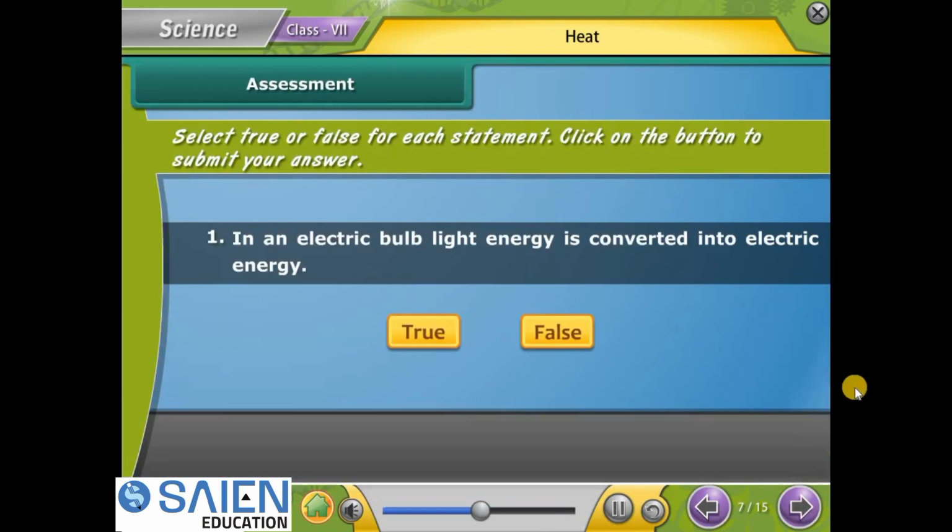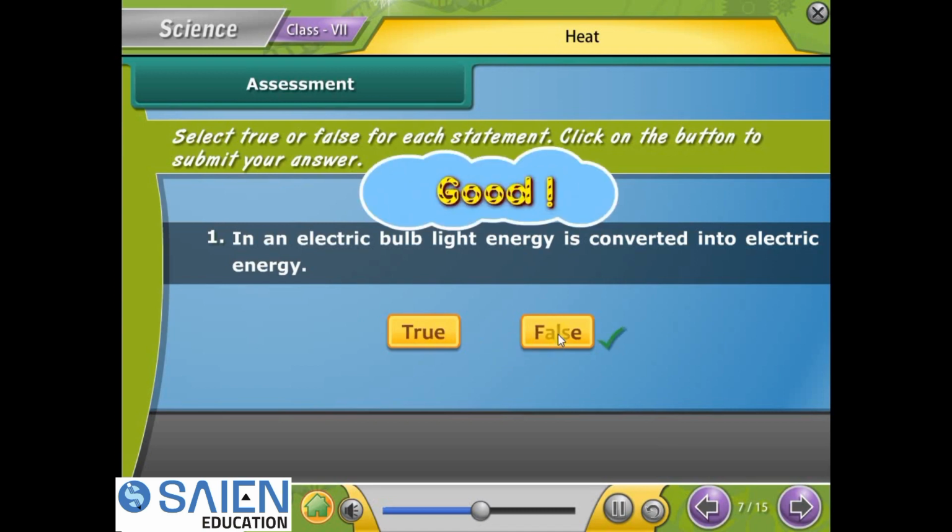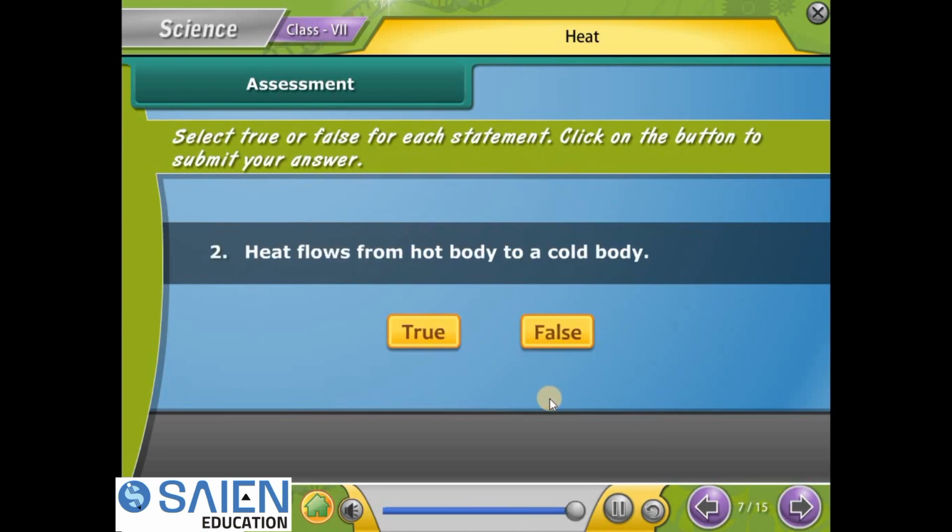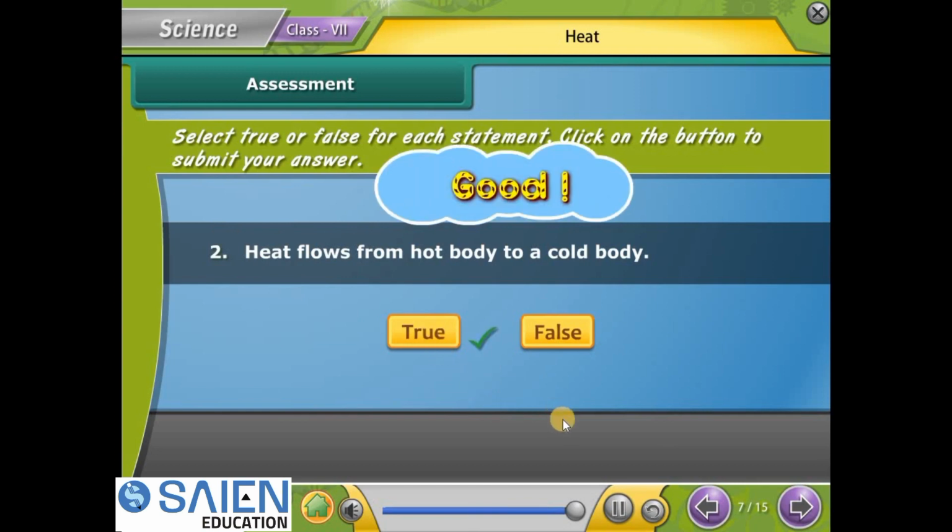Select true or false for each statement. Click on the button to submit your answer. Very good! Very good!